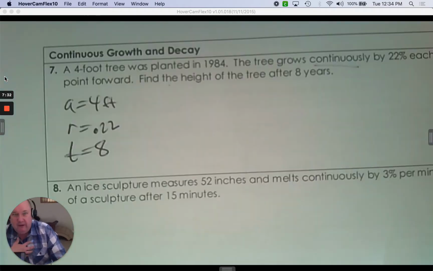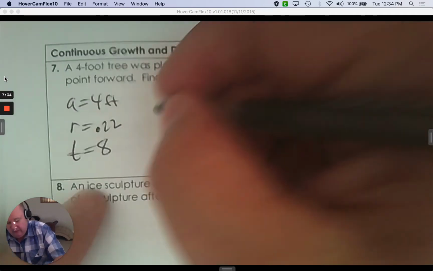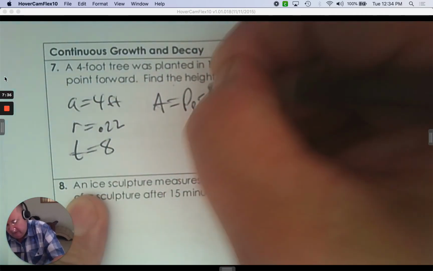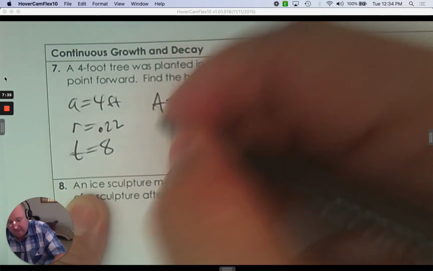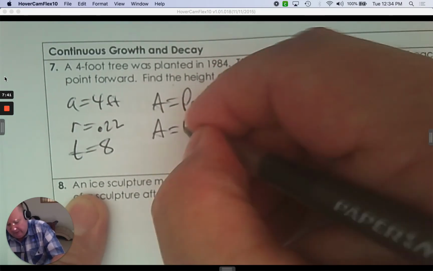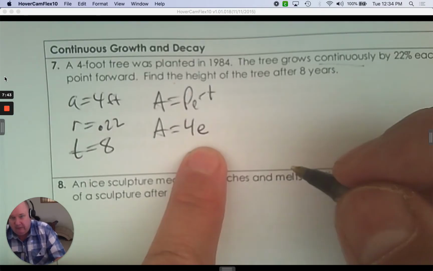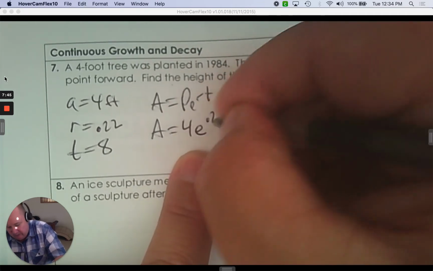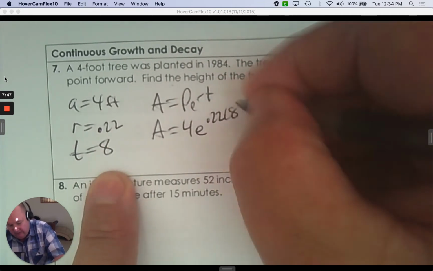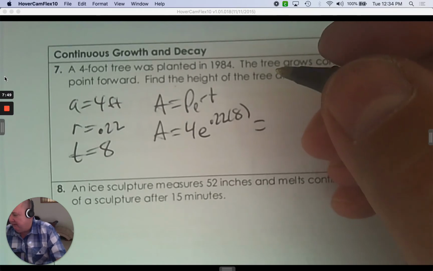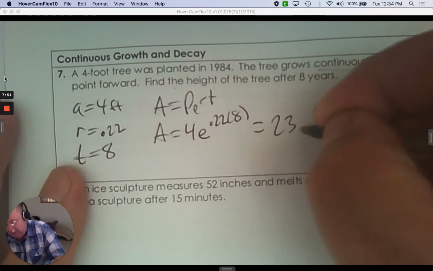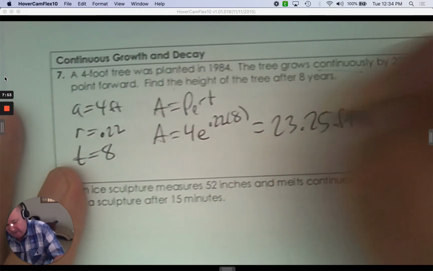So for this, because it's continuous growth, the formula we use is this. And then when we use this formula, the initial amount is 4. E is a number in your calculator. And the exponent is 0.22 times 8. And that's what you put in. And then the answer is 23.25 feet.